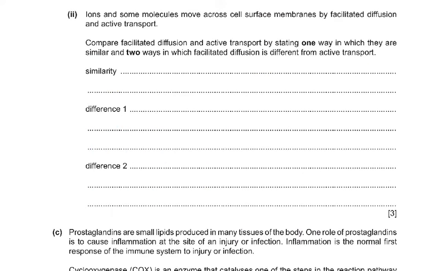Now coming to question part 2, it says ions and some molecules move across cell surface membranes by facilitated diffusion and active transport. Compare facilitated diffusion and active transport by stating one way in which they are similar and two ways in which facilitated diffusion is different from active transport. So please remember to talk about facilitated diffusion first, because they have talked about it first. How is facilitated diffusion different from active transport? So remember to always look at the question and then answer accordingly.